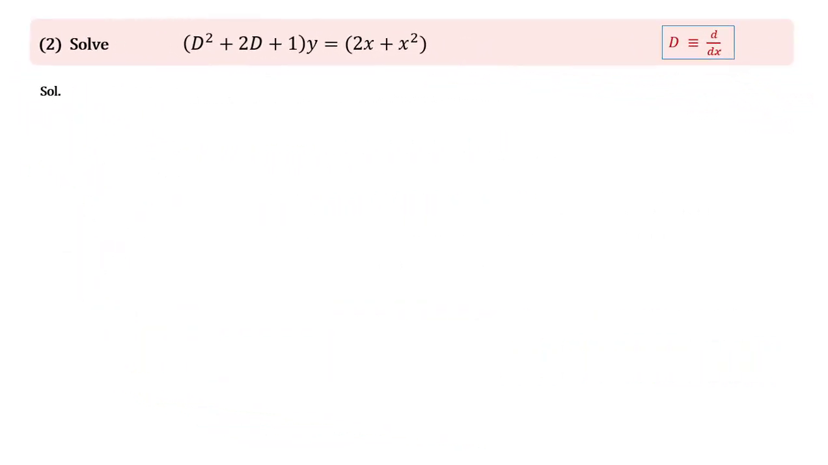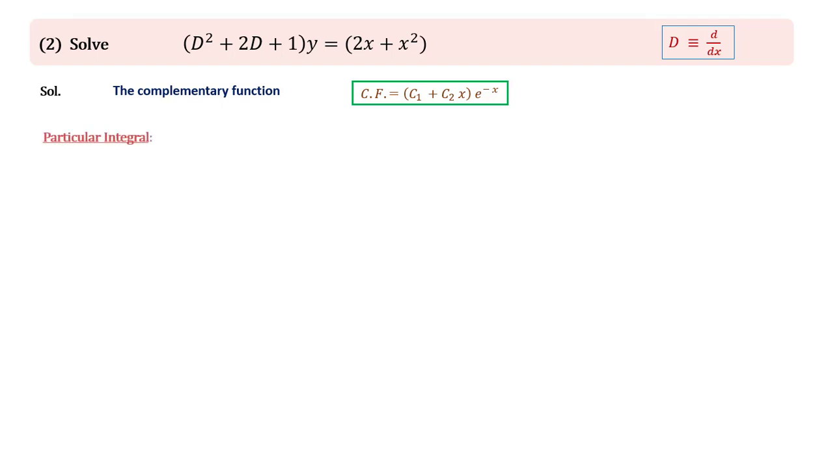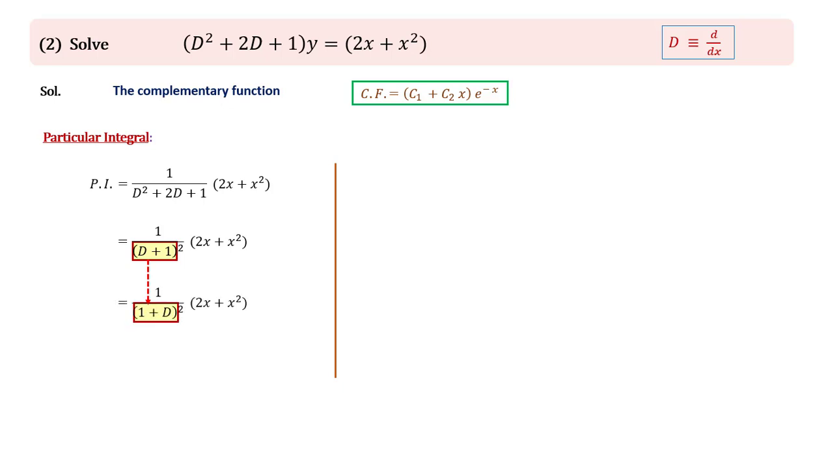Second question, the complementary function of the given differential equation is (c1 plus c2x) into e power minus x. Now we will find the particular integral of the given differential equation. Here, first we will write the denominator in ascending powers of D. Now take this term in numerator and then we will get.